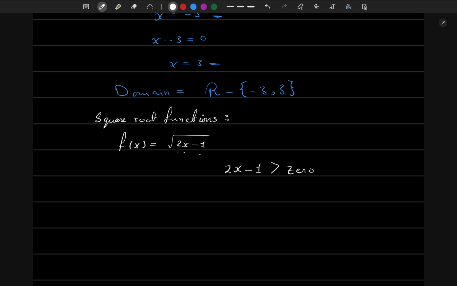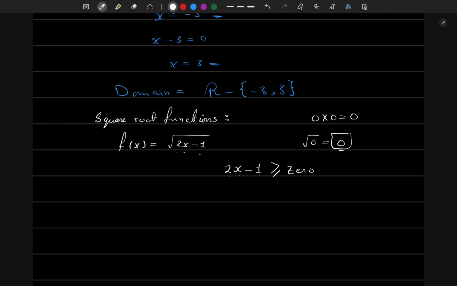But hold on. What is the square root of 0 itself? Does it have a square root? Yes, 0 does have a square root. The square root of 0 is 0, because if you multiply 0 by itself, you get 0. So 0 can be in the domain, because I will get a real answer. 0 is a real number. So 2x minus 1 is not greater than 0, it's greater than or equal to 0, because 0 is good with us.